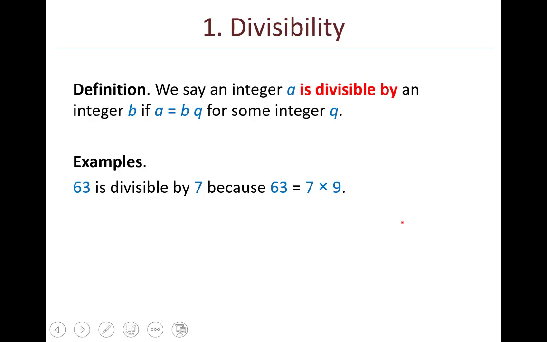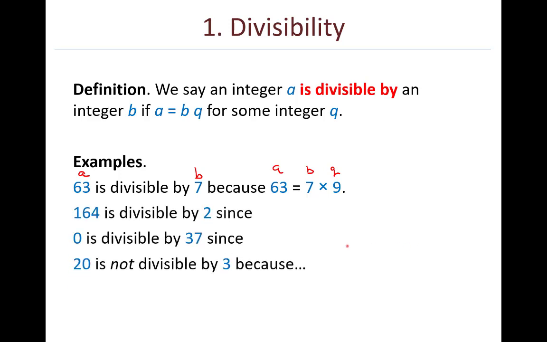We say that an integer a is divisible by an integer b if a equals bq for some integer q. We've seen this divisibility definition before in terms of other numbers. For example, I think we say that an integer a is divisible by 3 if a equals 3q for some integer q. Here's another example. 63 is divisible by 7 because 63 equals 7 times 9. 63 is the a, 7 was the b, and I could write a equals bq. And it didn't really matter what the q was, just so long as some integer exists.